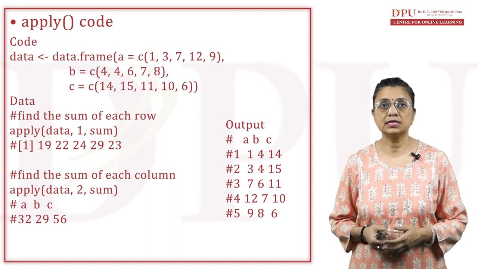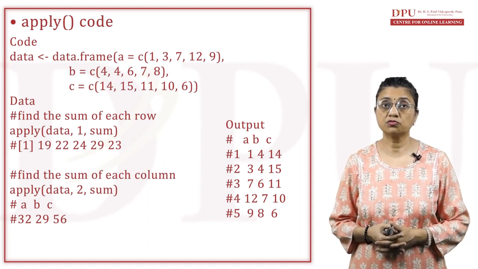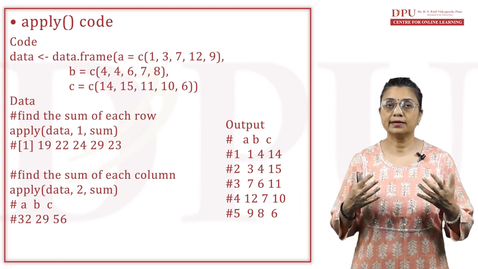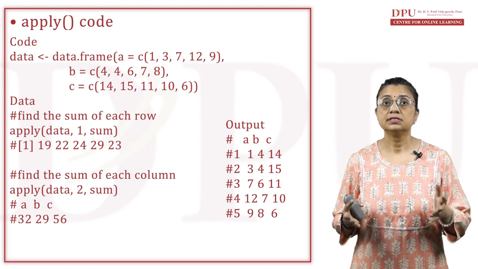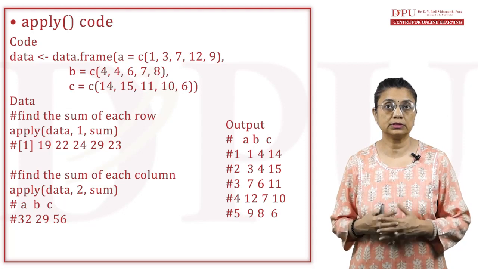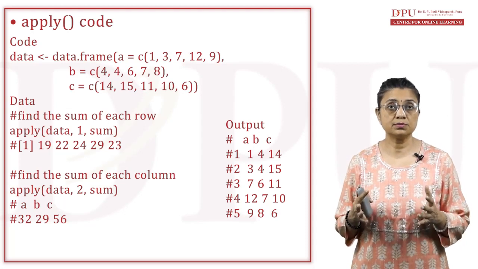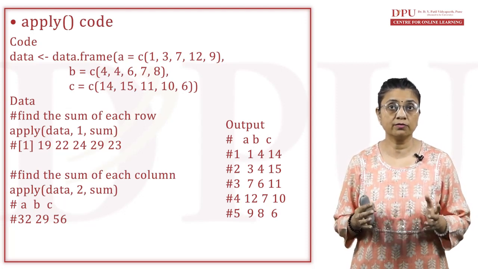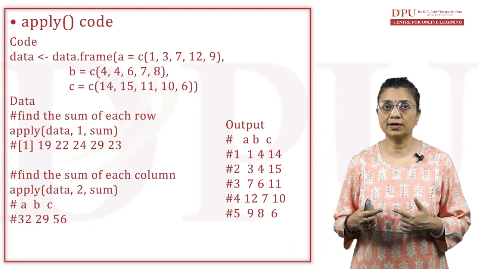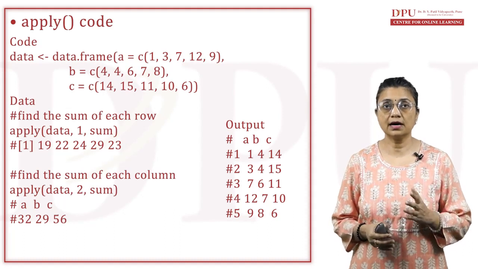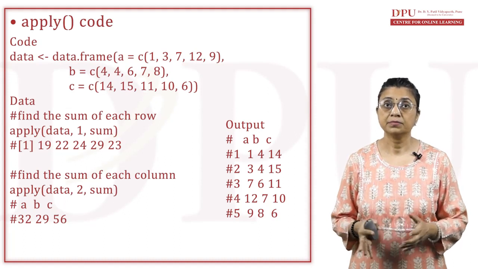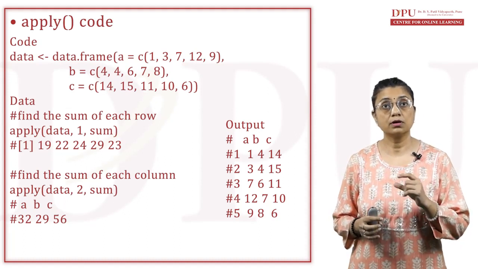So here you can see that I apply the apply function for the first time, and within brackets I write data, which is my data frame variable. Second, I write 1, which means I am trying to find out the row totals. Please keep in mind that I want to find out the row total. And sum means that I am trying to find out the total. So basically data, 1 and sum means that in the data frame data, find out the sum row wise.